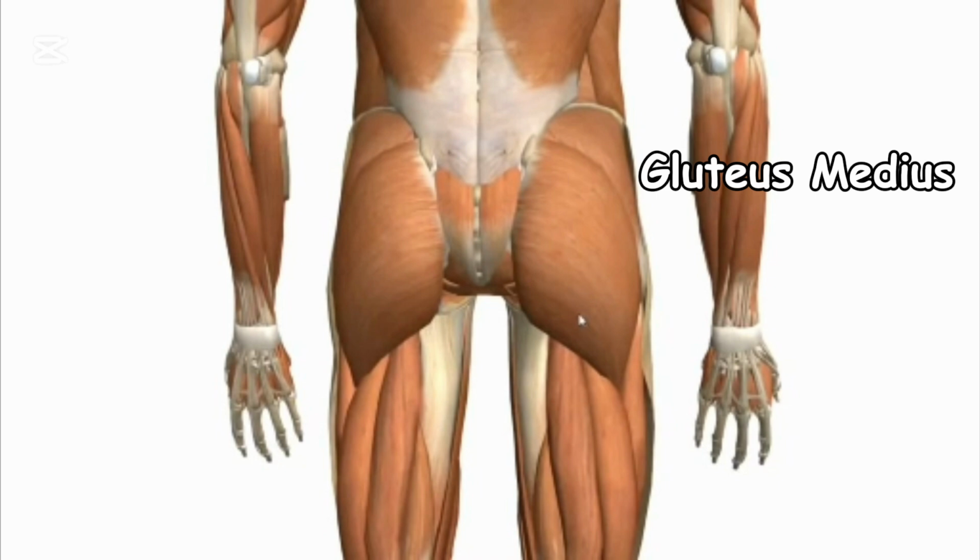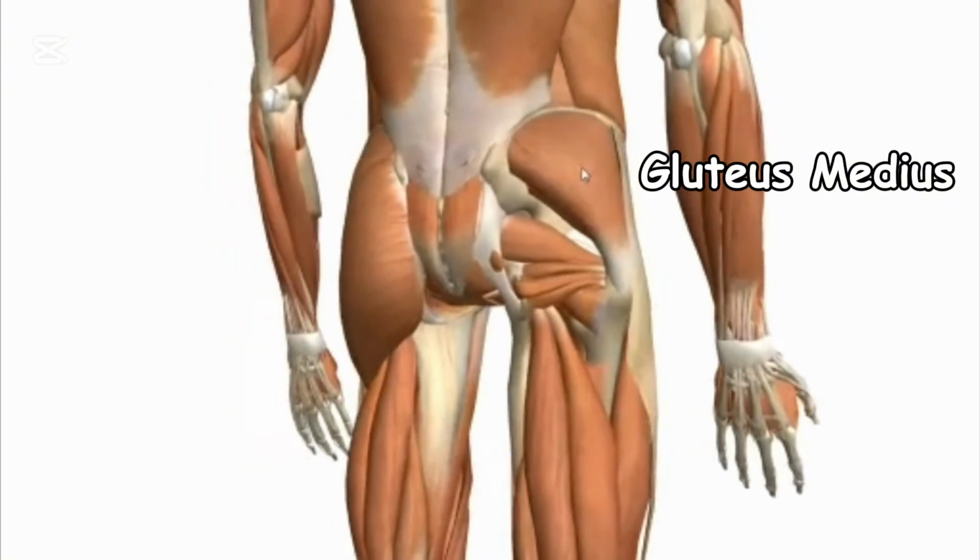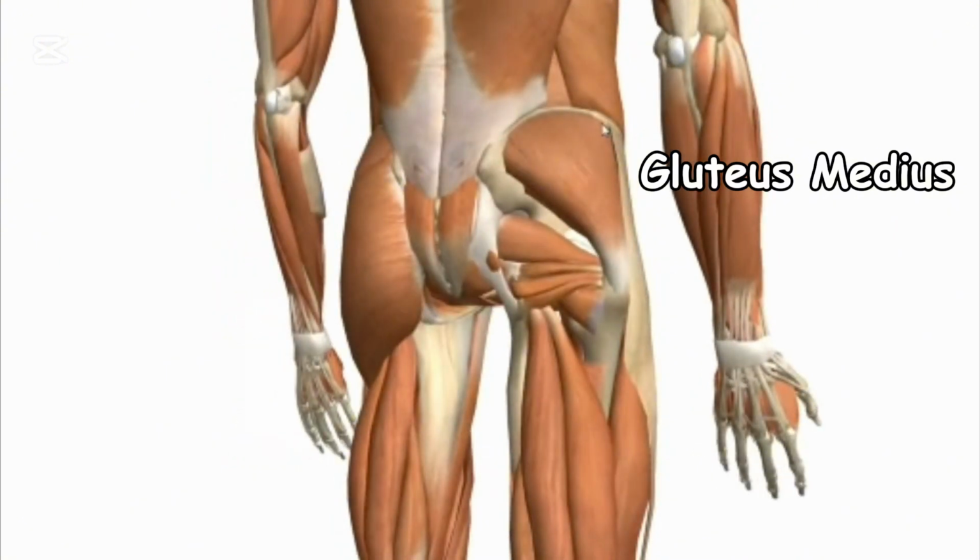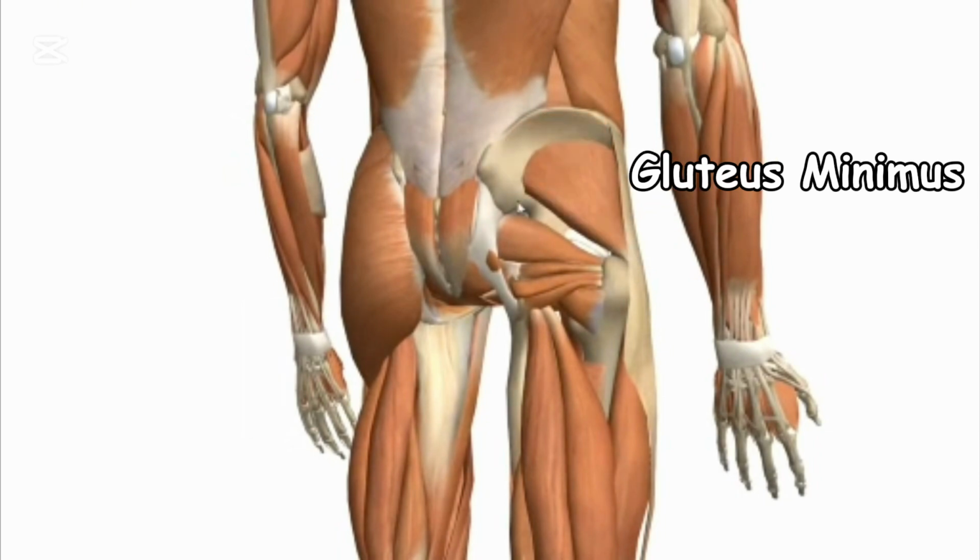Gluteus medius. The origin is ilium between the anterior and posterior gluteal lines, and for the insertion is greater trochanter of the femur. For the nerve supply, superior gluteal nerve. Gluteus minimus. The origin is ilium between the anterior and the inferior gluteal lines. For the insertion, greater trochanter of the femur. For the nerve supply is superior gluteal nerve.